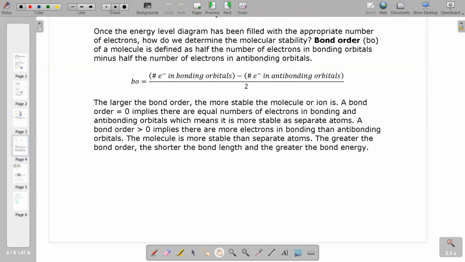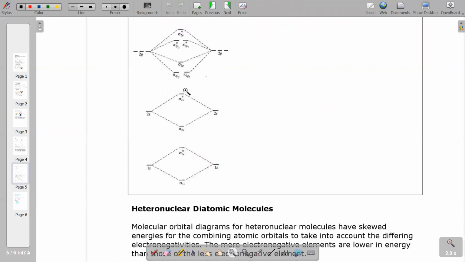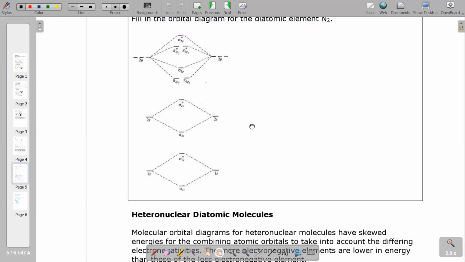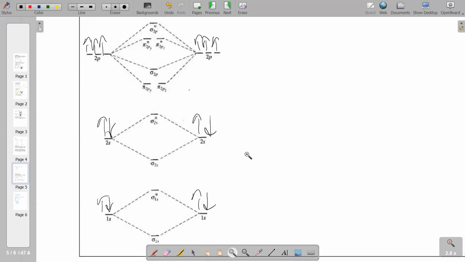So let's take a look then. Here's one for nitrogen. So let's block in the atomic orbitals. Then we've got 1, 2, 3, 1, 2, 3. Those are my orbital diagrams. Let me go ahead and zoom just a little bit more.